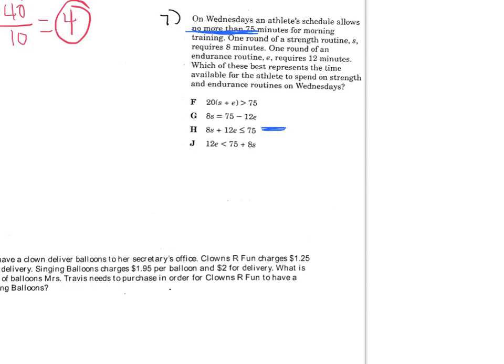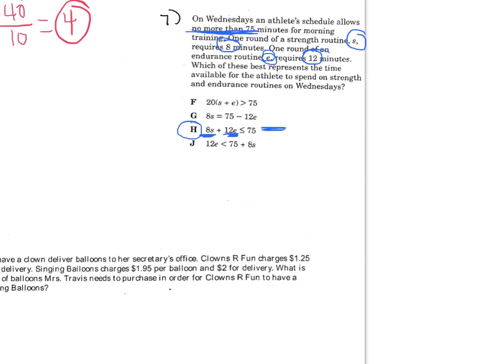It says one round of strength training, so S is 8 minutes, so 8 minutes per S, so 8 times S, that works. And then one round of an endurance routine, E, requires 12 minutes, so 12 minutes times E is what you will spend on each endurance routine. And so it looks like that 8S plus 12E should be less than or equal to 75, and that looks like a good answer choice.